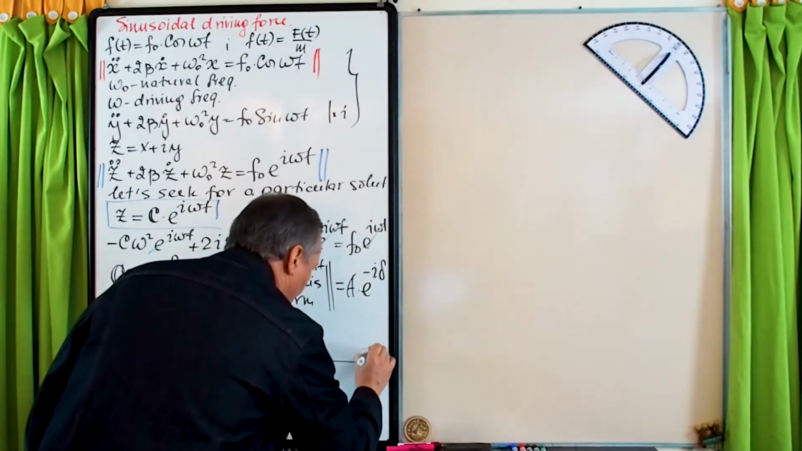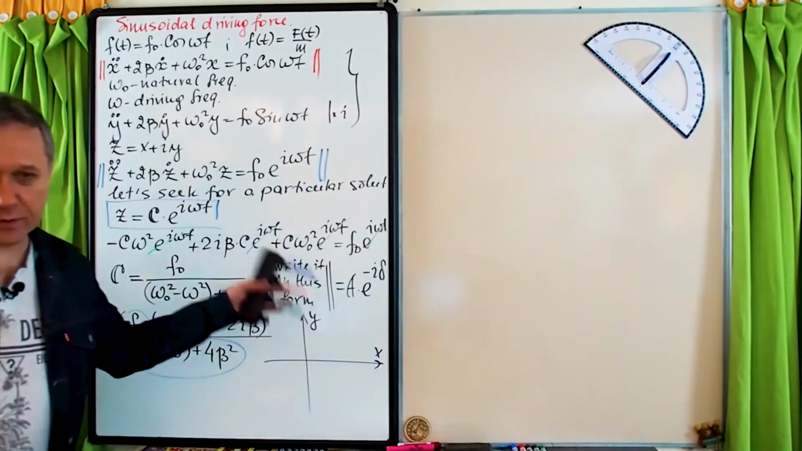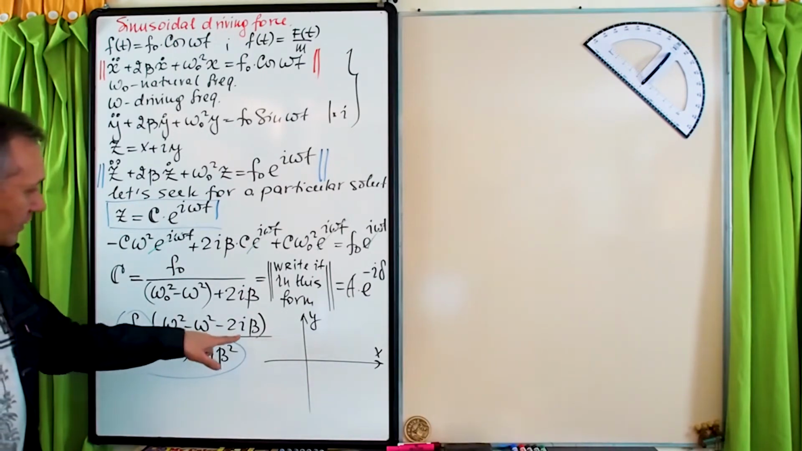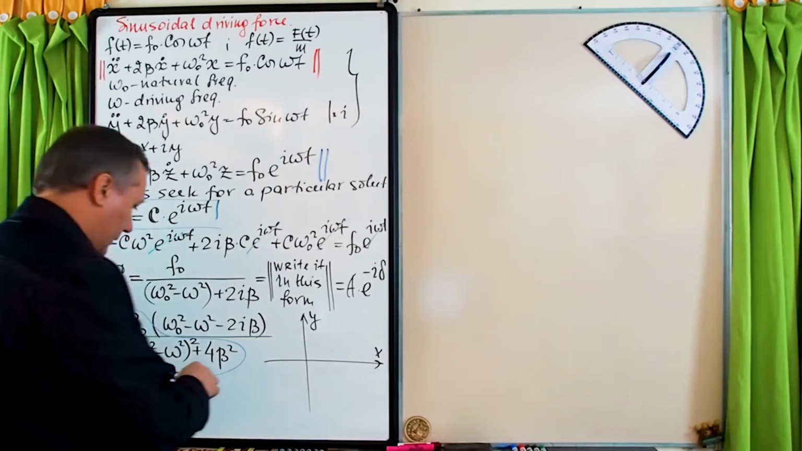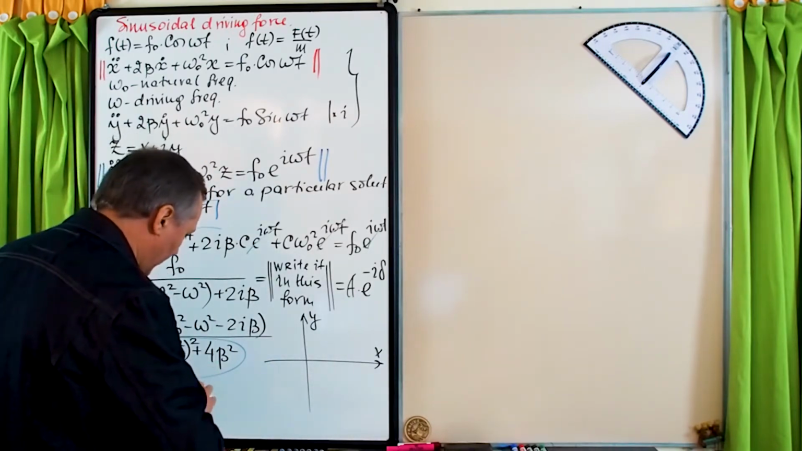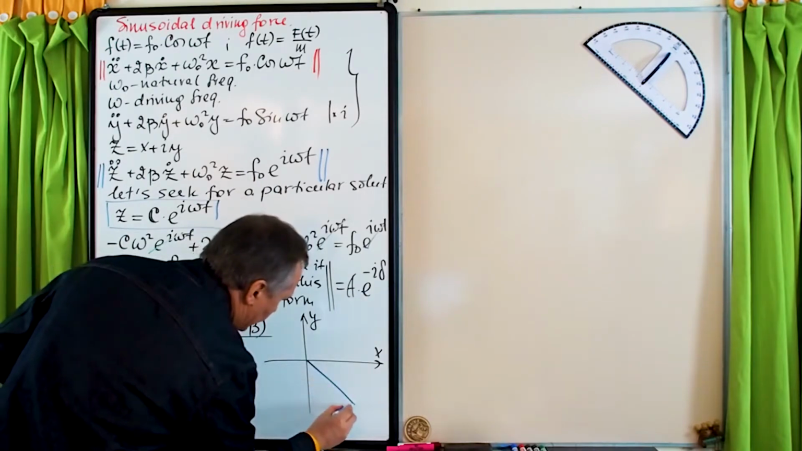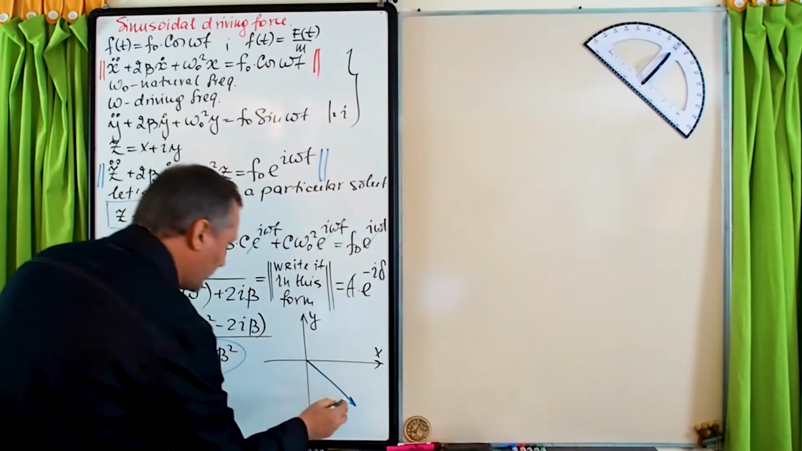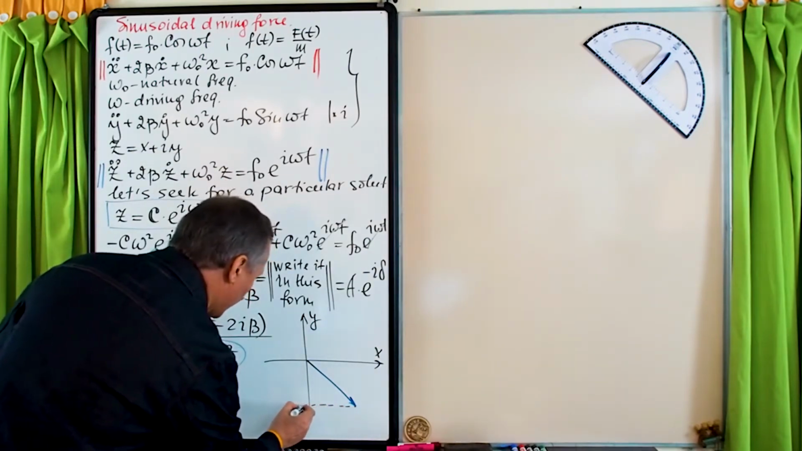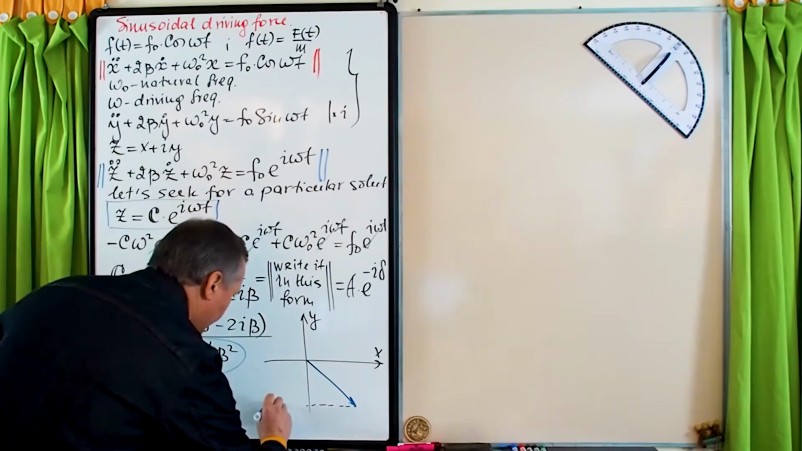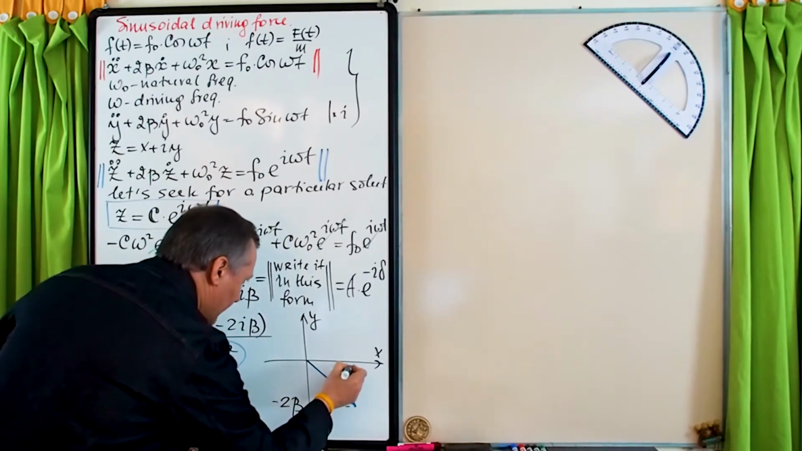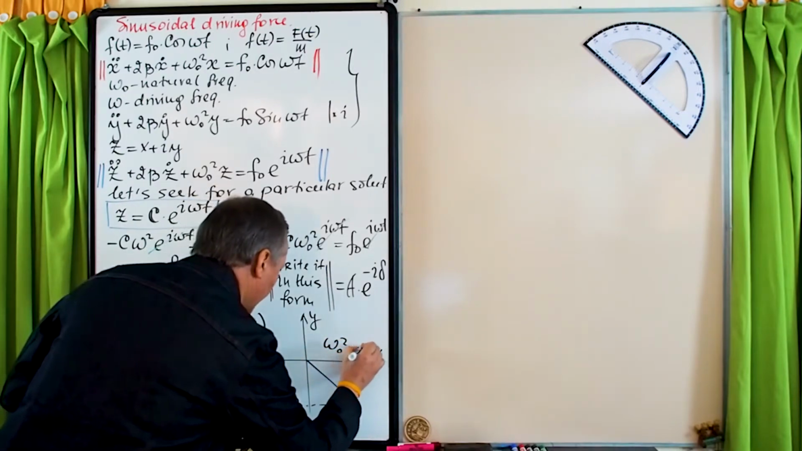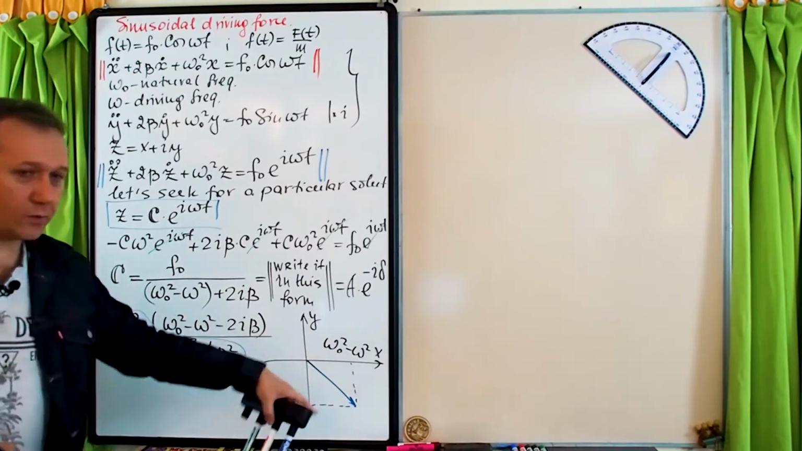So it will be x and y. So real part horizontal, y is vertical, right? So this complex number will be in the fourth quarter. Right. Okay, let me draw it here. So the vector representing that complex number, right? So this will be minus 2 beta. This is omega naught squared minus omega squared, right? So in the fourth quarter.